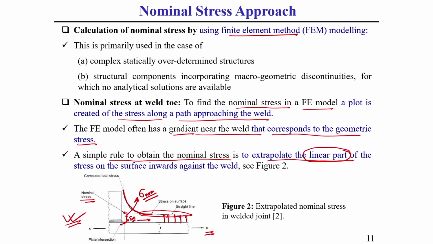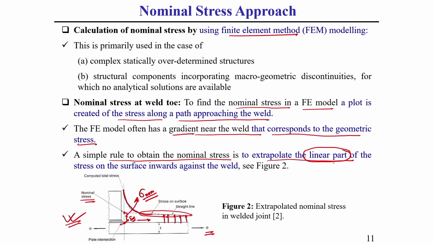But for the hot spot method, I have already told you, we need to decide two points: one at a distance of 0.4 t and one at a distance of 1 t. After that we need to draw a straight line and extrapolate that line. Here the linear part of the stress on the surface we extrapolate inwards against the weld. Where it cuts at the weld toe zone, whatever stress value we get at that location is generally called the nominal stress. This you should keep in mind.